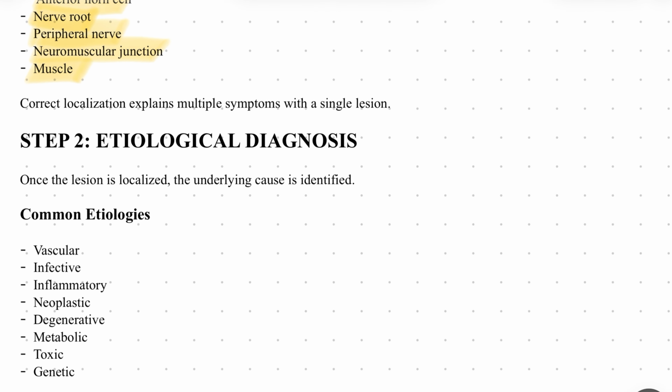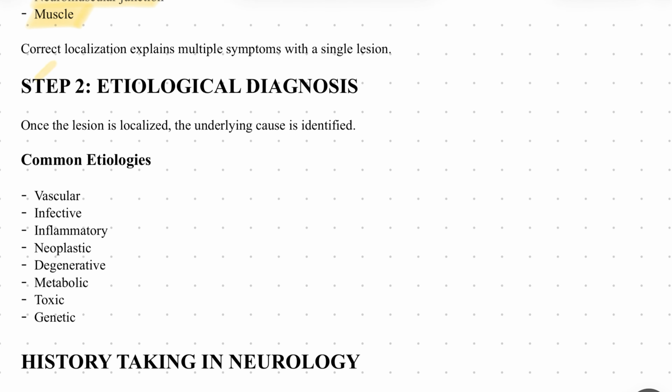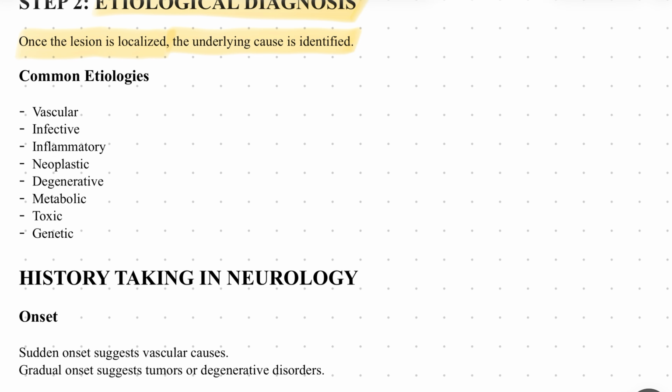Wherever it is required, I will teach you sufficiently, no need to worry. You have to correctly localize, so that a single lesion explains multiple symptoms. So you have to be careful while taking history. Then coming to etiological diagnosis: once the lesion is localized, you have to suspect where the lesion may be. Then you can give the patient proper investigation so that you will diagnose it properly without missing any point.